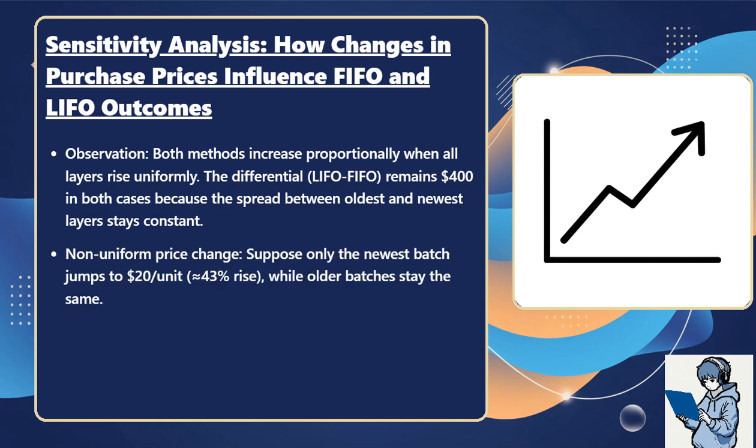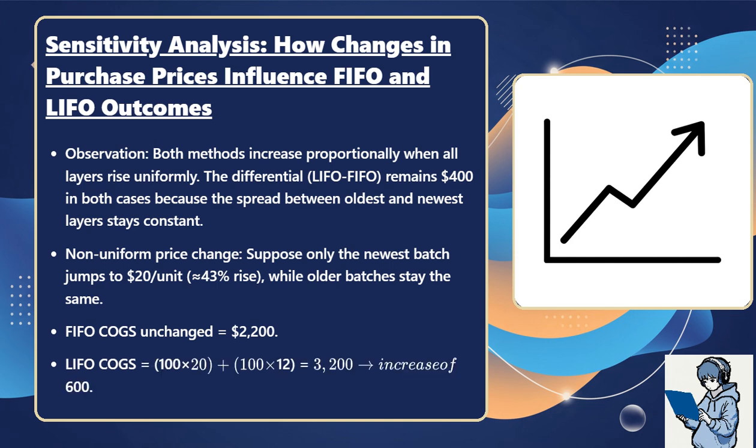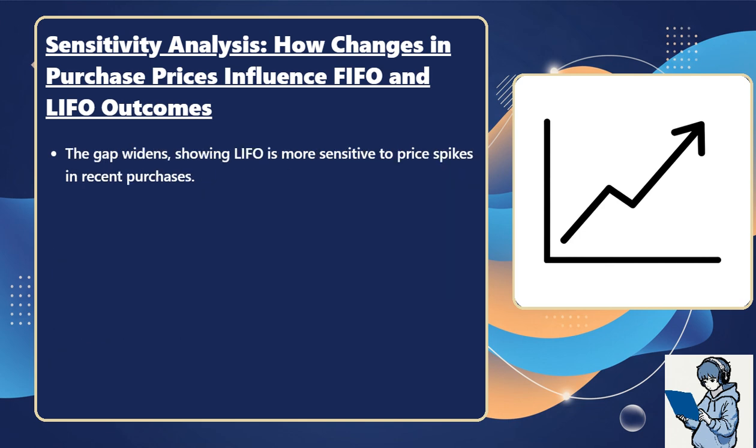Non-uniform price change: suppose only the newest batch jumps to $20 per unit, approximately 43% rise, while older batches stay the same. FIFO cost of goods sold unchanged equals $2,200. LIFO cost of goods sold equals 100 times $20 plus 100 times $12 equals $3,200, an increase of $600. The gap widens, showing LIFO is more sensitive to price spikes in recent purchases.